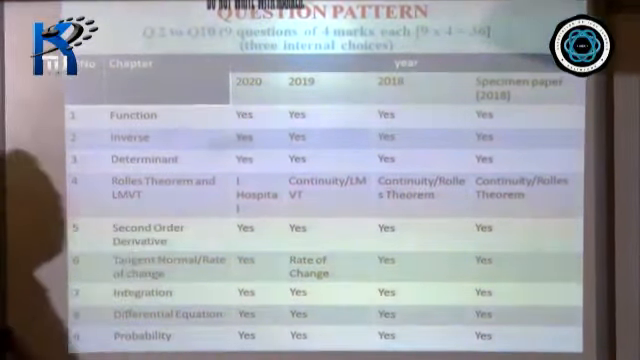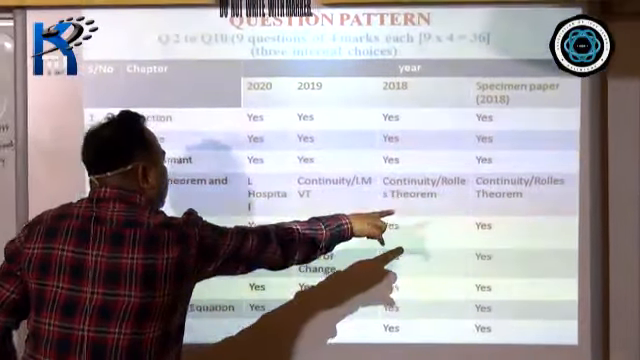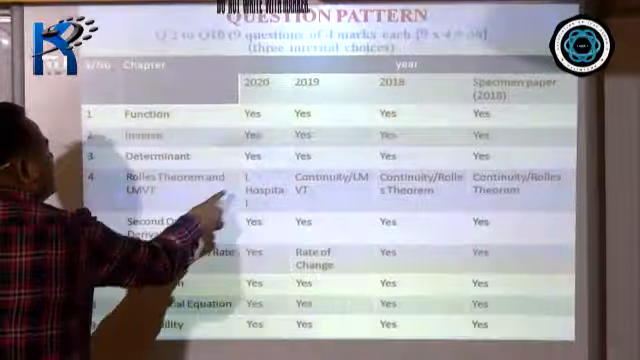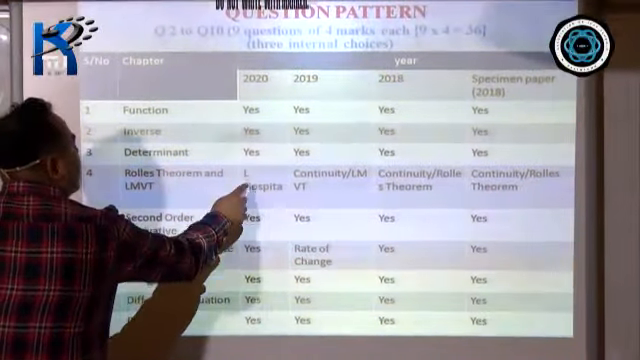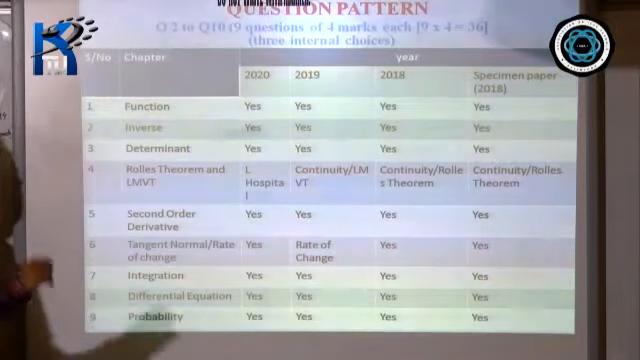Is that clear? 2019 also you got the same thing. 2018 also you got the same thing. Specimen paper. But 2020, instead of continuity, they gave L-Hospital's theorem. They gave L-Hospital's theorem. So keep that in mind.